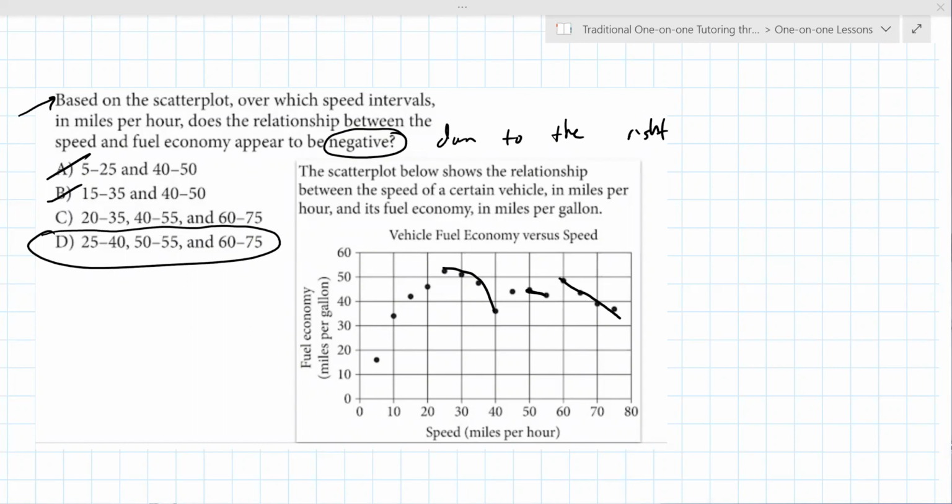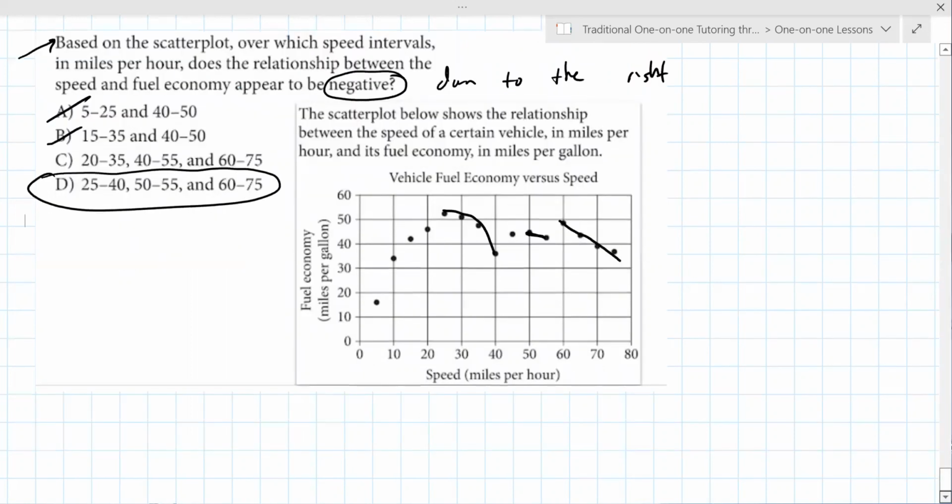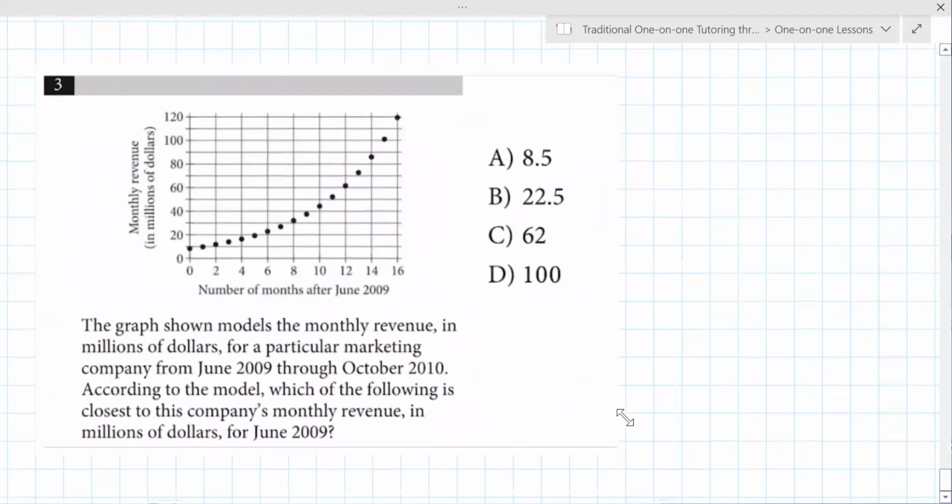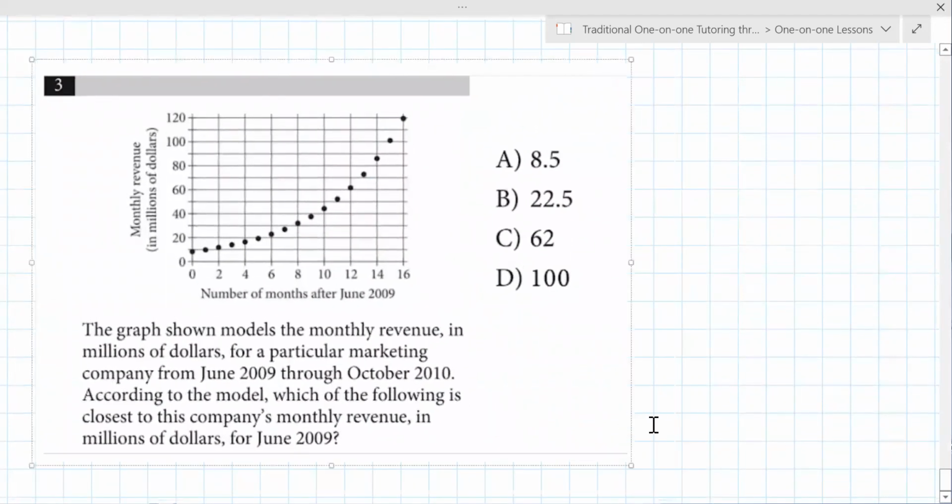Are you taking the ACT in person or online? In person. In person, okay. All right. Take a look at this question here again. It's not meant to be complicated. There are no calculations. It's just read and interpret.